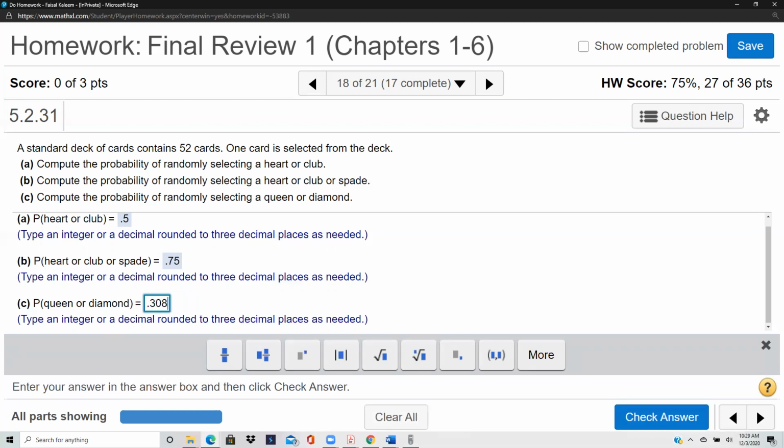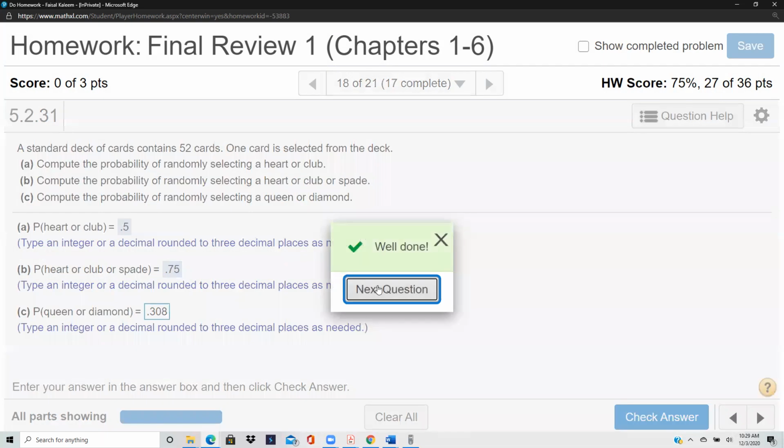0.308. Okay. And on mine, the first one is an 8 or 5. 8 or 5? Yes. So how many 8s? So wouldn't it be 4? 4 8s. And how many 5s? 4. So 4 plus 4.